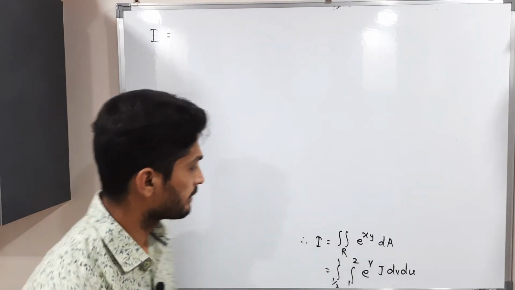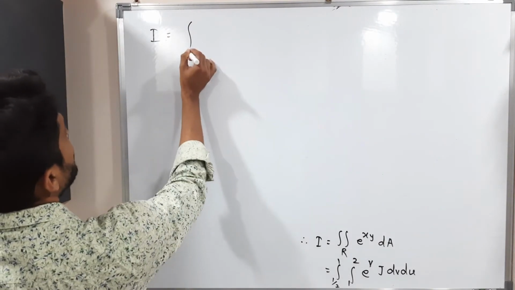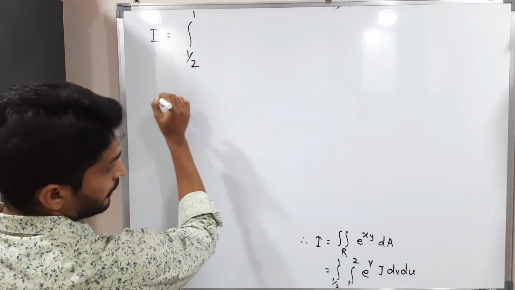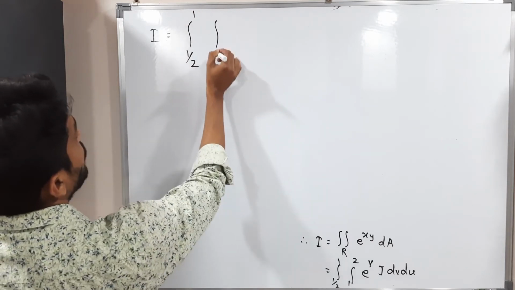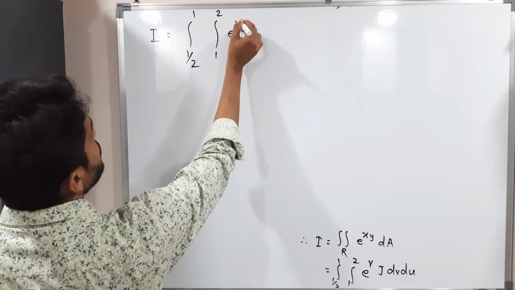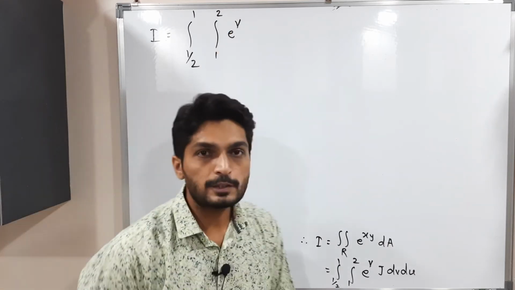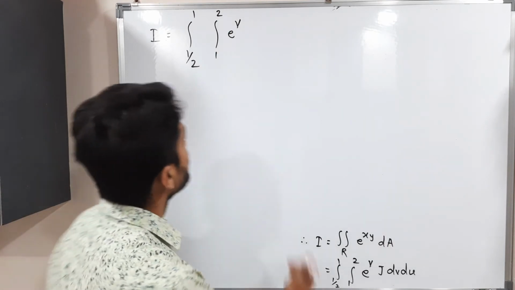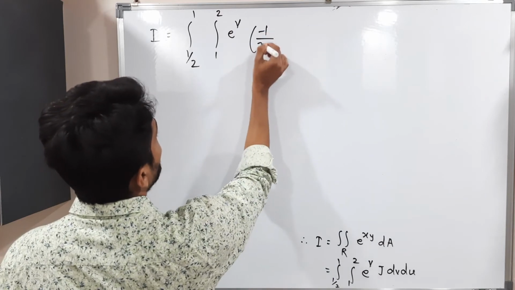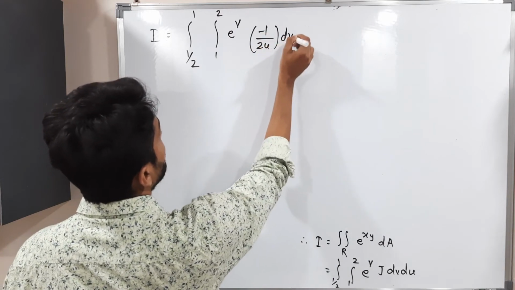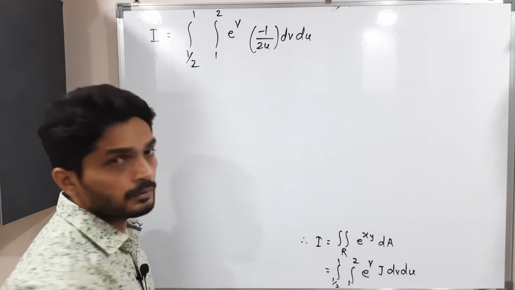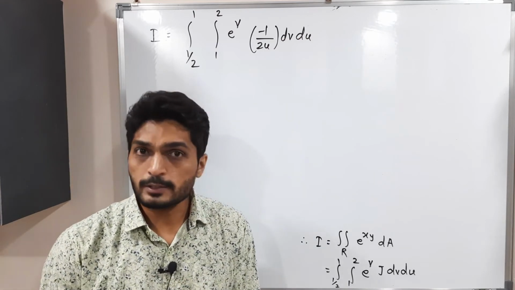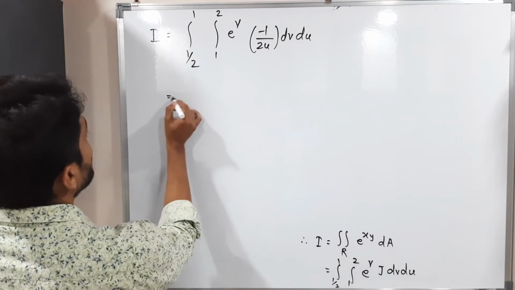Okay, let us solve it further. So I is equal to integration 1 by 2 to 1, right? Integration 1 to 2 e raised to v. What is the value of the Jacobian? It is minus 1 by 2u. Minus 1 by 2u dv du. See, minus 1 by 2 is constant, so we can take it outside.